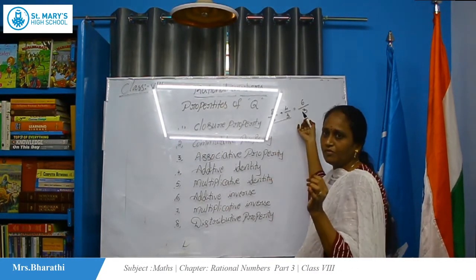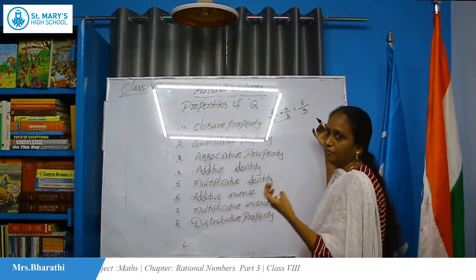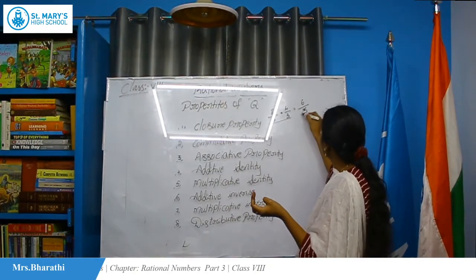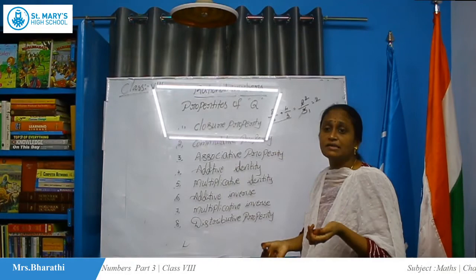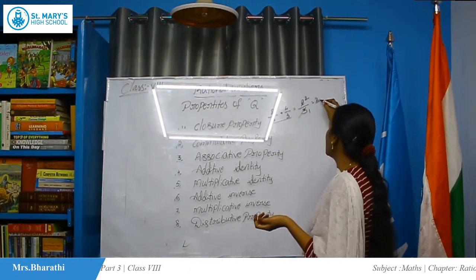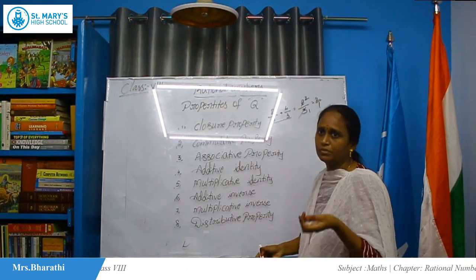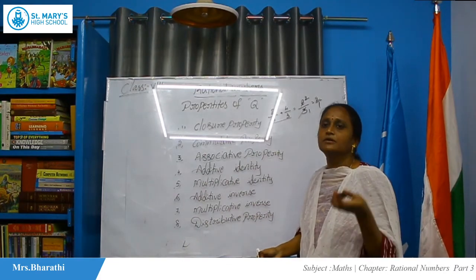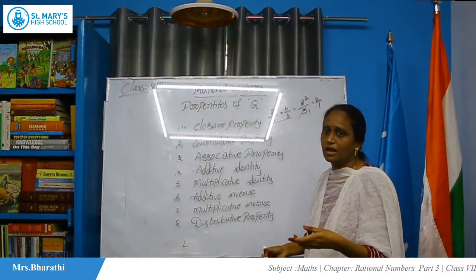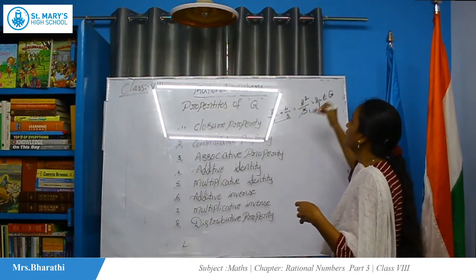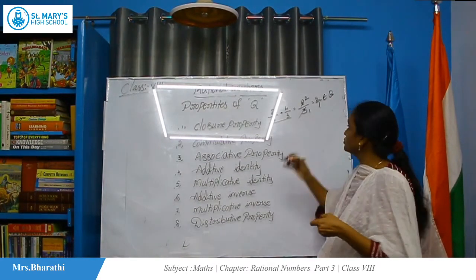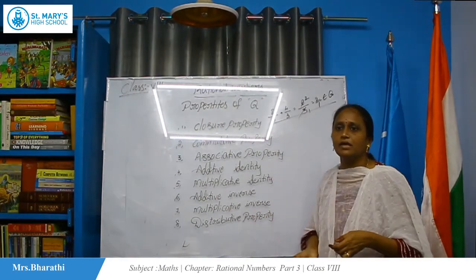We can simplify here: 3 ones are 3, 3 twos are 6. What is the sum here? The sum is 2. In the previous class we discussed that when there is no denominator, we can write 1 as the denominator. So, 2 by 1 is also a rational number. This is just an example.